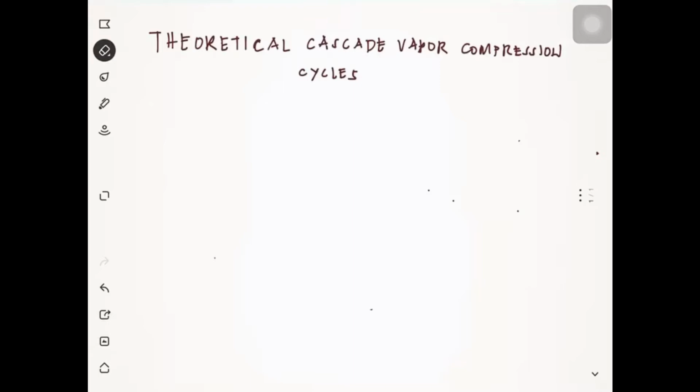We may produce space temperatures lower than about negative 100 degrees Fahrenheit by mechanical compression cycles through cascade or binary arrangement. So this is the theoretical cascade vapor compression cycle. We may draw this, and we may draw its schematic diagram.